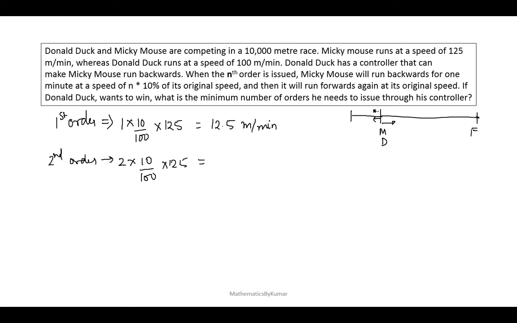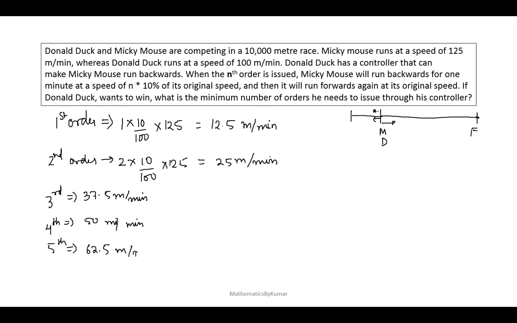This comes out to be how much? So 1, 2. This comes out to be 25 meters, and he'll be covering at a speed of 25 meters per minute. He'll be going back 1 minute, so basically he'll be covering 25 meters. So now we are getting an idea of what is actually happening in the third, fourth, and fifth orders. Mickey would be going back. I just keep on adding 12.5, so this is 37.5 meters per minute. This becomes 50, and this becomes 62.5 meters per minute.